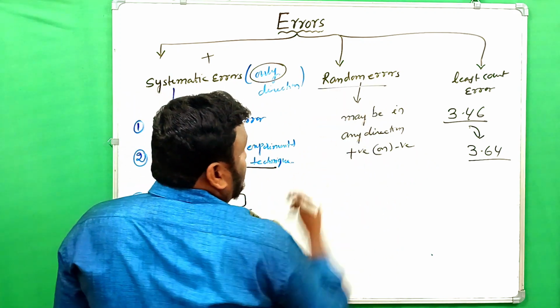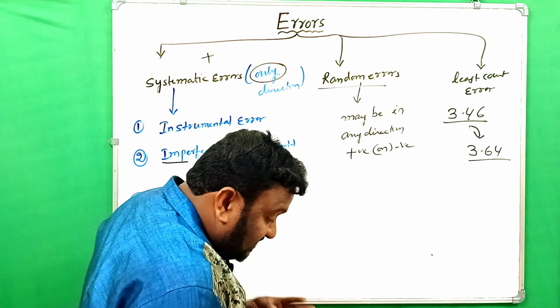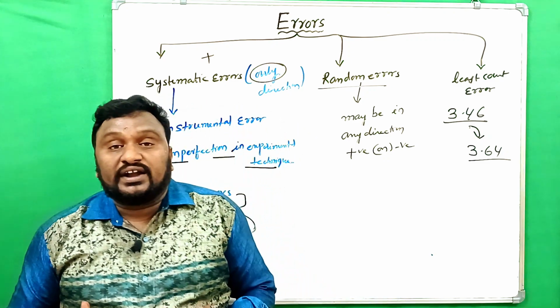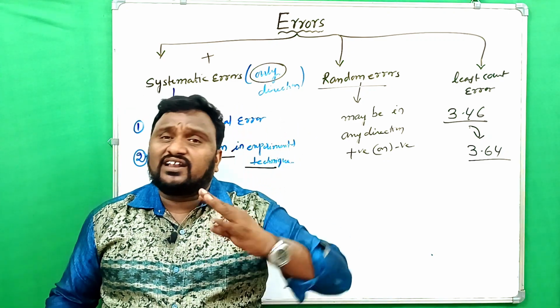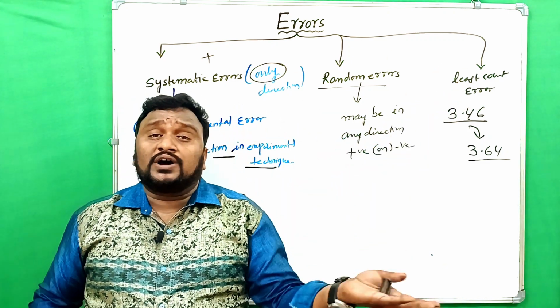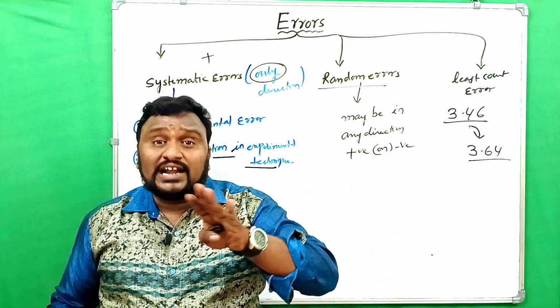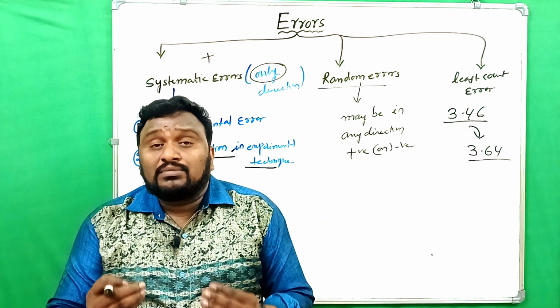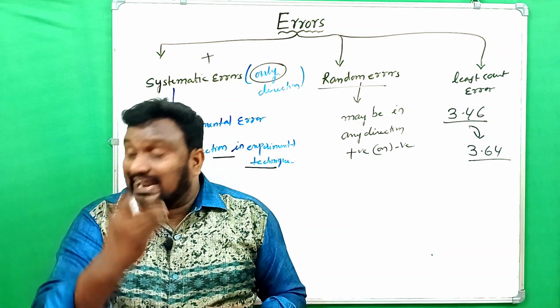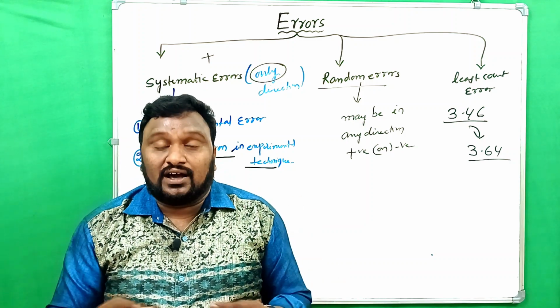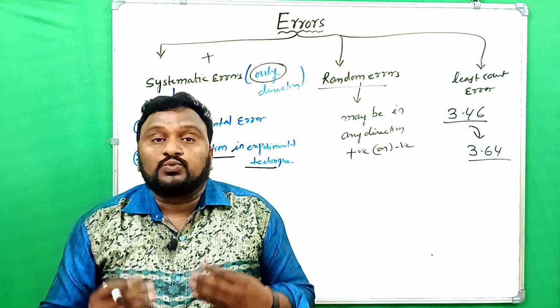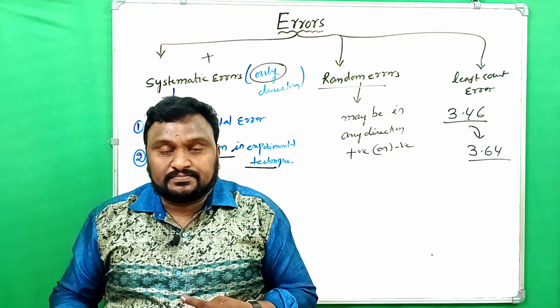So random errors in an experiment are the errors which occur in any direction, whether they are positive or negative, they can be called random errors. The random errors arise because of unexpected, unpredicted things that happen in our surroundings.